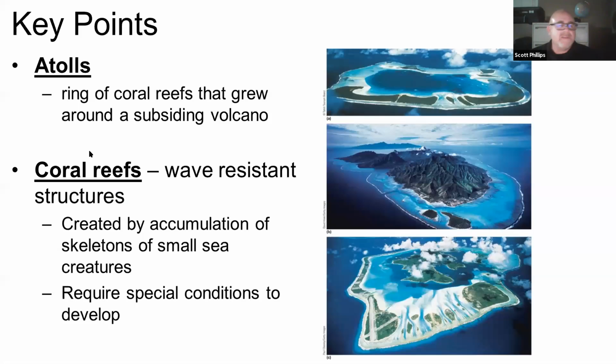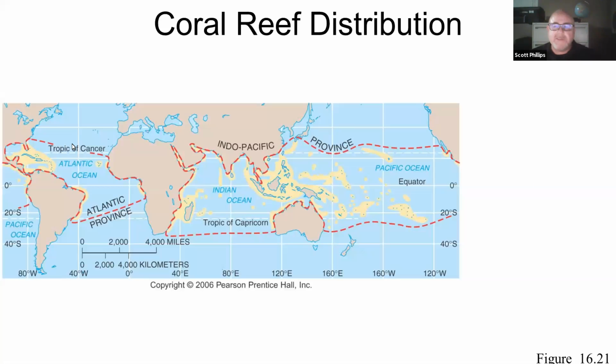Now you don't have these everywhere. There are certain conditions that have to exist for coral reefs. This is a map that shows the general distribution of coral reefs. So they're not everywhere, but where you can create a coral reef, this is a feature that can develop around a subsiding volcano out in the middle of the ocean, creating an atoll.